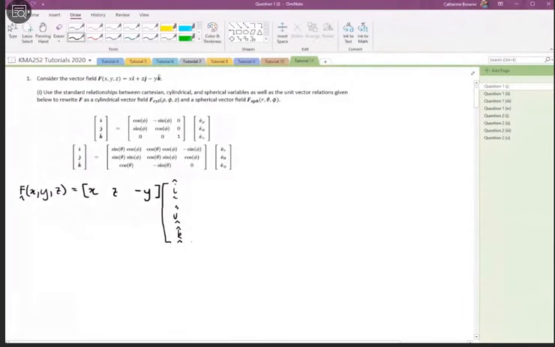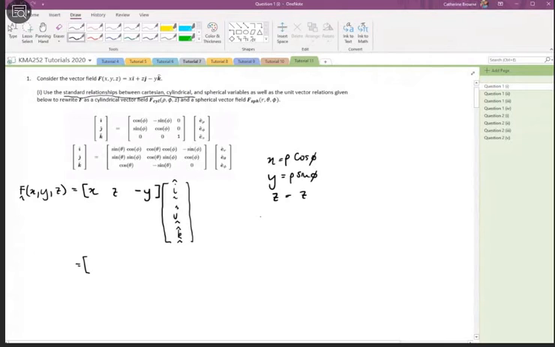And so the first thing I'm going to do is use the standard relationships between Cartesian and cylindrical, because the first one I'm going to find is the vector field as a cylindrical vector field. So that's my usual x is equal to rho cos phi, y is equal to rho sine phi, and z is equal to z. So those are the standard relationships that we're talking about here.